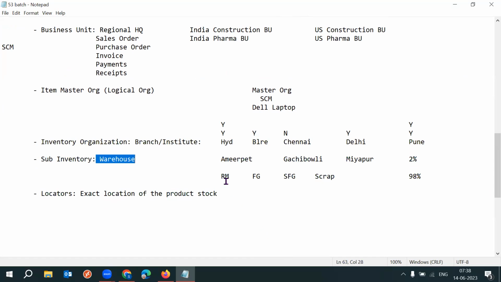You may maintain a finished good warehouse for all the finished good stocks. You maintain all raw material here. You know the difference between raw material and finished good, right? Yes, sir. Okay. And we have a separate warehouse also called scrap. So any scrap, any material that got damaged, we keep it in the scrap warehouse.